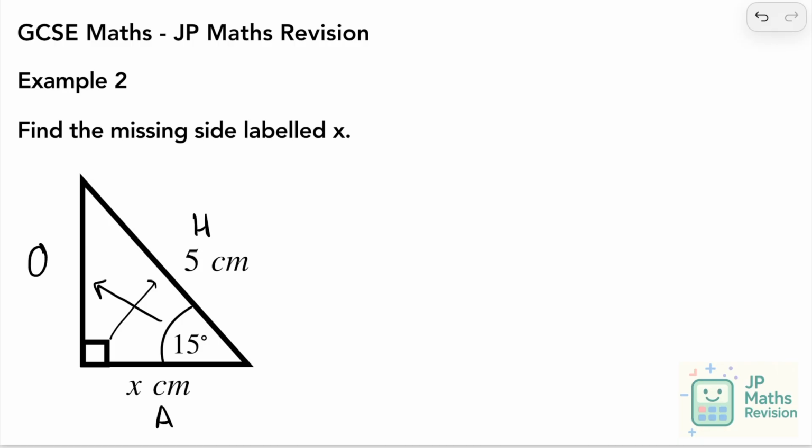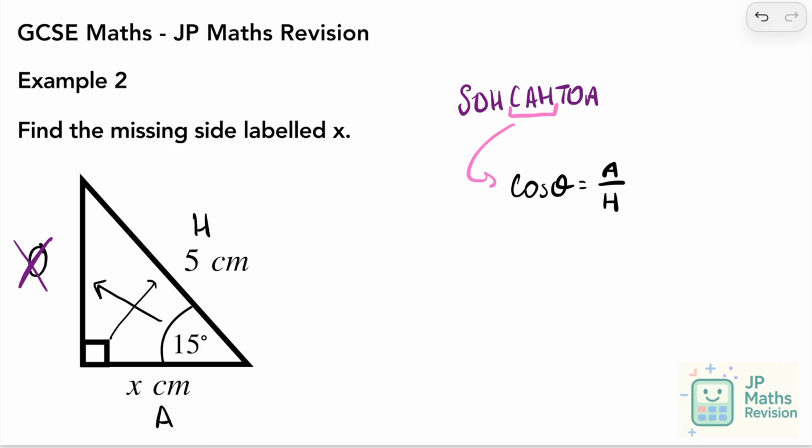In this question, we want to find A and we know H. So the one that's not really involved in this case is O. So I'm going to cross out the O and I'm left with A and H. Then I'm going to write out SOHCAHTOA, and I'm going to identify the one that involves A and H. This time, the one that involves A and H is CA. CA stands for cos theta equals adjacent over hypotenuse.